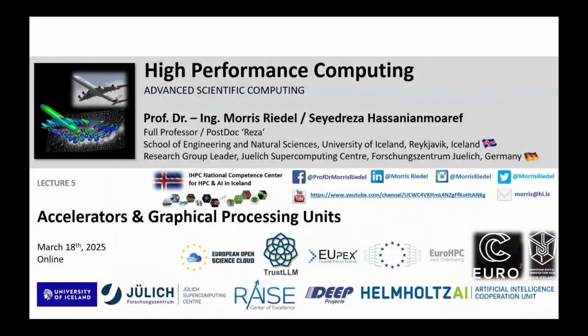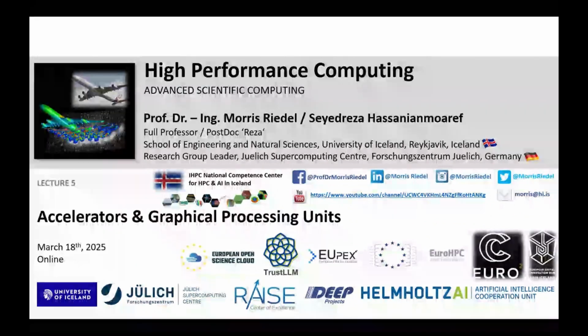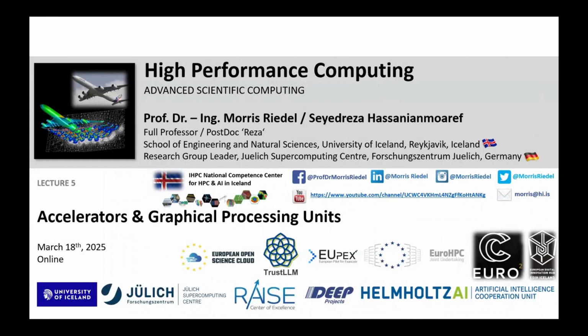Today we have lecture 5, and this is all about accelerators, also known as graphical processing units. Some may even say we should put a GP in front of GPU, which stands for General Purpose Graphical Processing Units, because that's what we do these days. Although we inherited the base technology from graphics and so on.